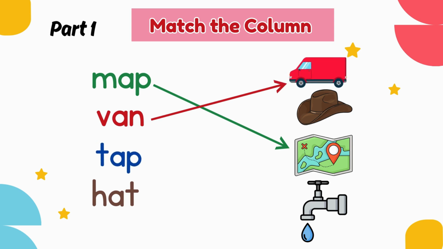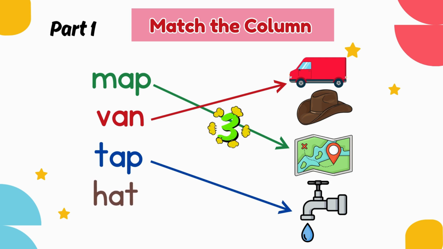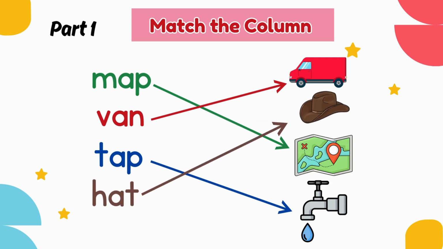Our third word is tap. Where is tap? Yes, this is the tap. Next word is hat. Can you see the hat? Yes, this is the hat.